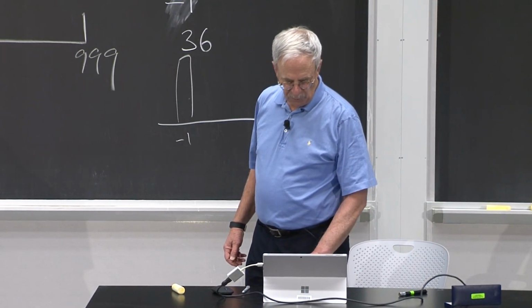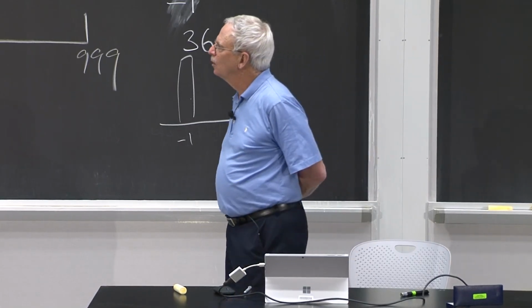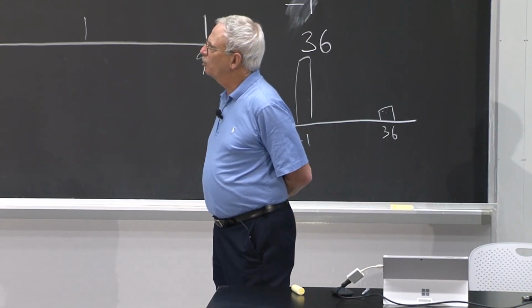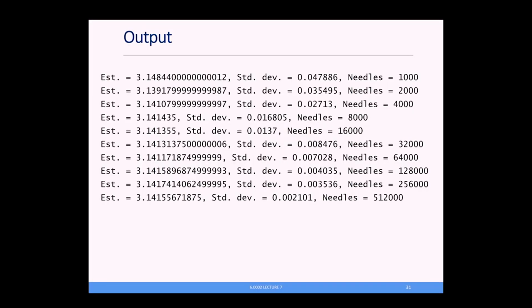All right, what happens when we run it? Well, we start with some estimates. When we had 1,000 needles, it told us that pi was 3.148, and standard deviation was 0.047, et cetera.